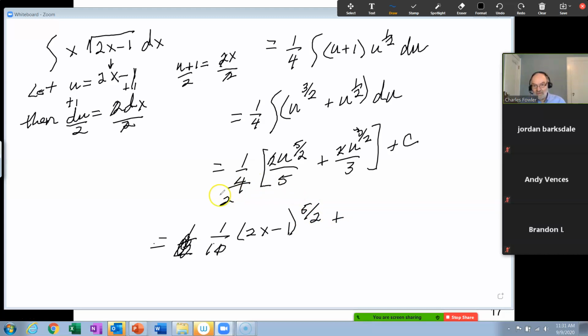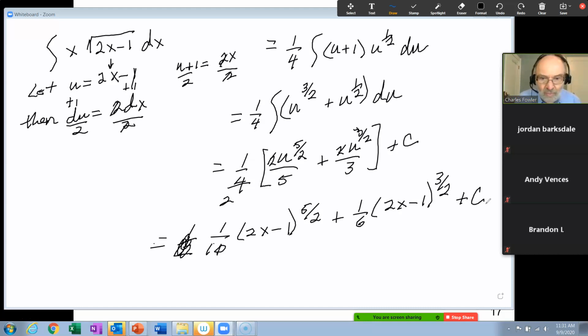plus 1/2 of 1/3 is 1/6 times 2x minus 1 to the 3/2 plus c. That's how I would write the answer. Let's see how they did. I bet you it's some other convoluted way, but let's see what they've got.